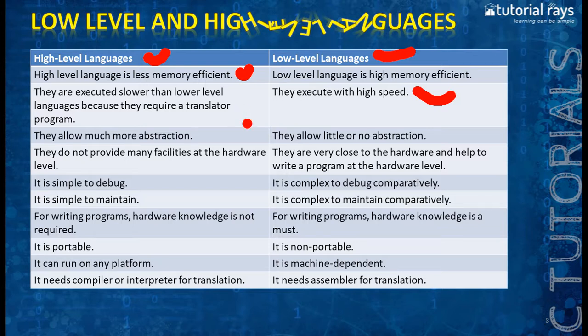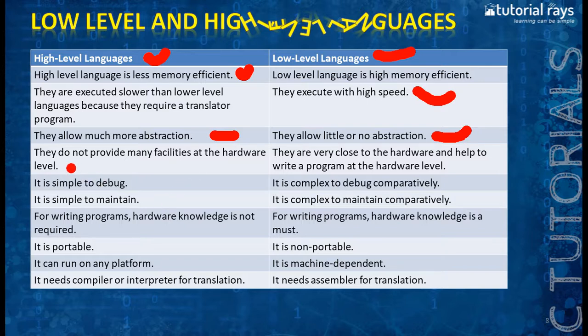The third one is, high level languages allow much more abstraction, and in this case low level languages allow little or no abstraction. So what is abstraction actually? It is more like hiding the unnecessary details. It is possible in high-level language to do abstraction, but in the case of low-level language, since the information is directly fed to the computer, there is no abstraction.